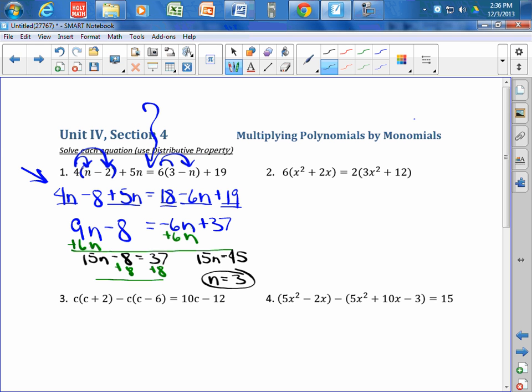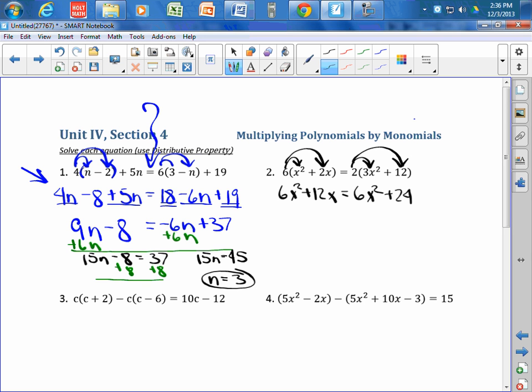Now, number 2, take 6 times x squared, and we get 6x squared. Take 6 times 2x, and you get plus 12x. Equals 2 times 3x squared, 6x squared. 2 times 12, positive 24. Well, this one's different, though, isn't it? This one has those x squareds in there.